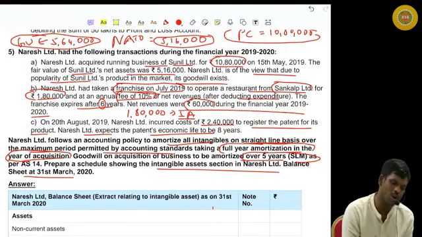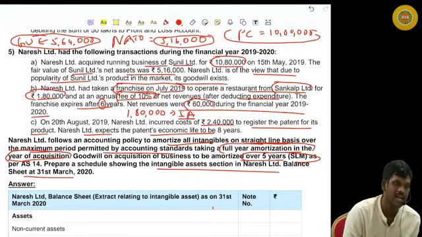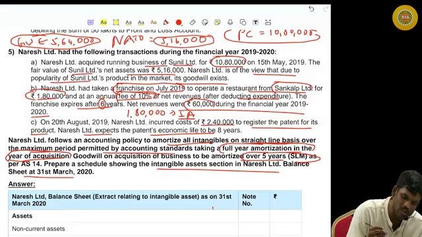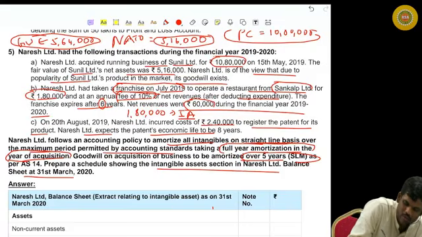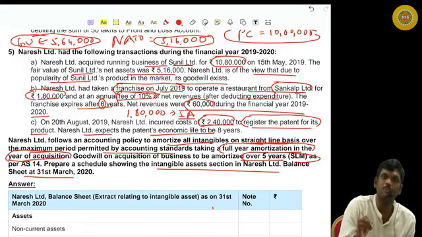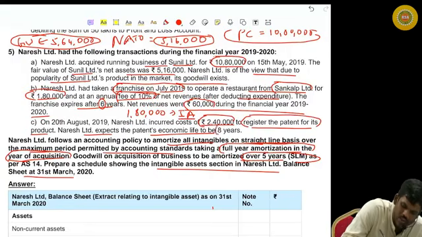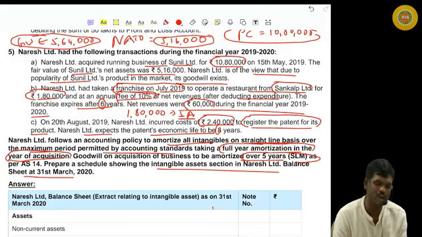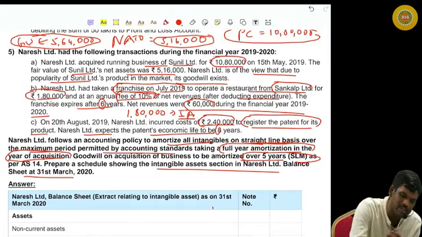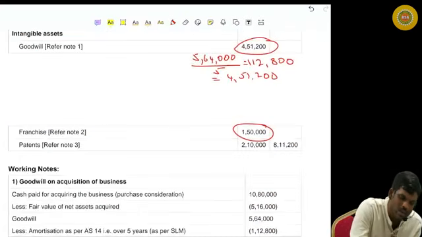Last case, on 20th August 2019, Naresh Limited incurred a cost of rupees 2,40,000 to register the patent. So this is the amount paid at the time of acquisition of the patent. This can be capitalized, and the useful life is 8 years. So per annum, 2,40,000 by 8, 30,000 will be the amortization. So 2,40,000 minus 30,000, the carrying amount will be 2,10,000.